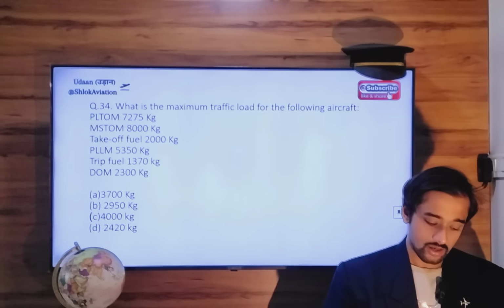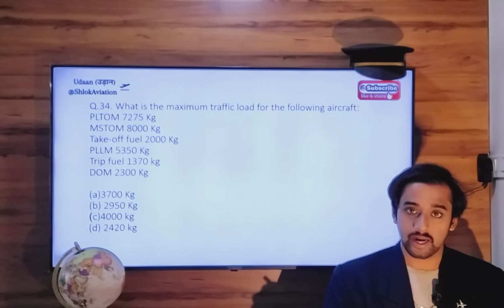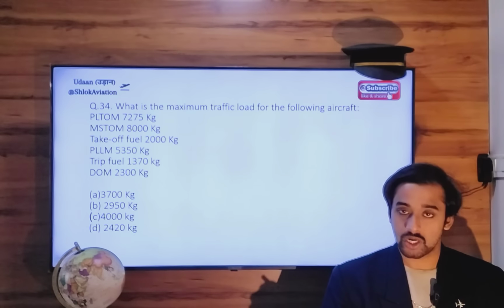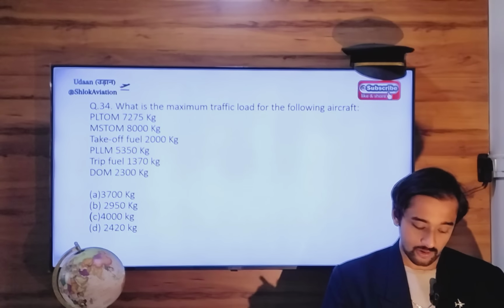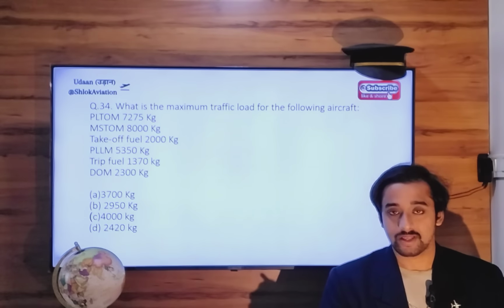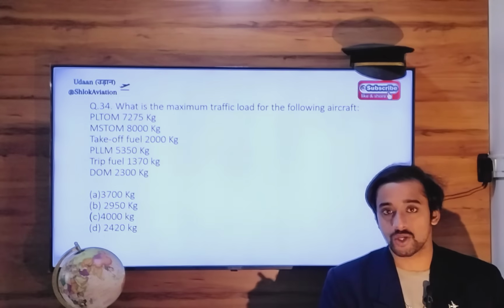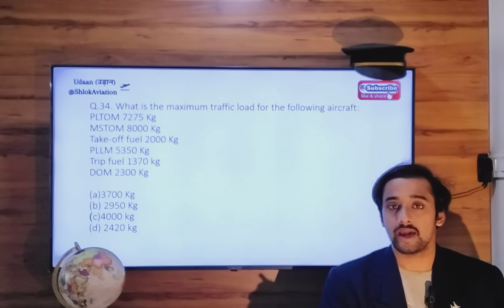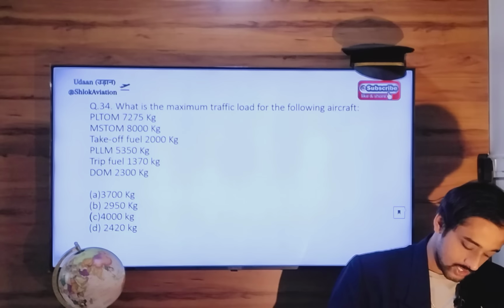Question 33. What is the maximum traffic load if you have performance limited takeoff mass, maximum structural takeoff mass, takeoff fuel or fuel on board, performance limited landing mass, trip fuel, and dry operating mass? So in this question, they have not given any information about zero fuel mass. So we will have to make only two columns in the solution of this question. So let's start with that.